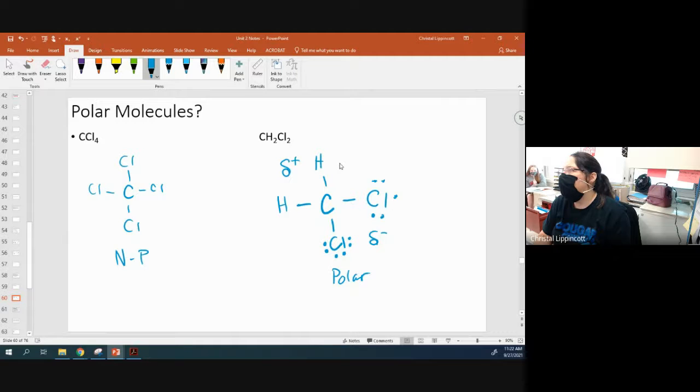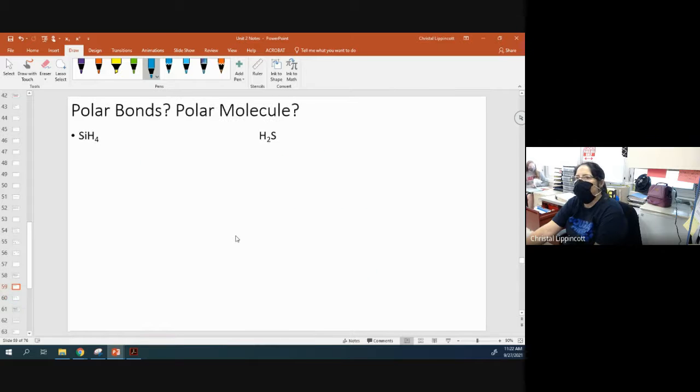Polar bonds do not mean that you won't have, nonpolar bonds don't mean that the molecule won't be polar, and vice versa. This is a polar bond, but this is a nonpolar molecule. How would you check the polarity of bonds with that? Would you do it? Electronegativities. But you're not really concerned about those right now. You're more concerned about the fact the whole molecule as a whole. That's what you need to be focusing on.